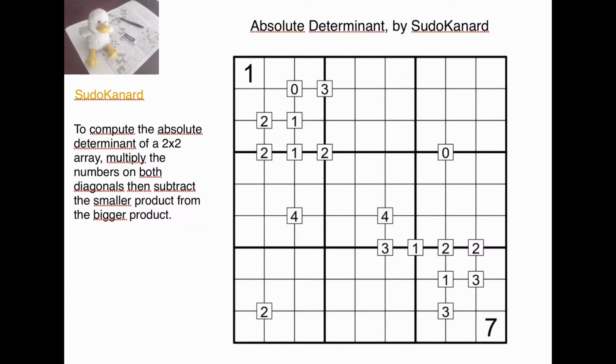Let's take an example. Let's say we have a 2, a 5, a 7, and an 8. Then on this diagonal, you have a product of 16. On this diagonal, you have a product of 35. Then you make the bigger minus the smaller, that makes 19. And in this case, this box would contain 19. And that is the special rule of this puzzle.